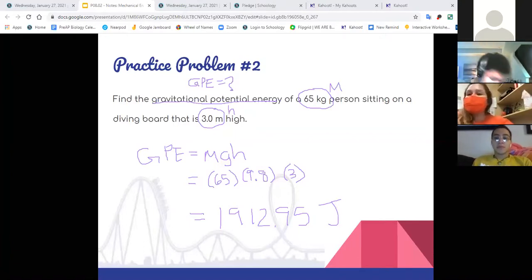So again, pretty easy, not too hard. Tomorrow, again, we'll go through solving mass and height. I won't have you solve for gravity because, like I said, gravity's always 9.8.